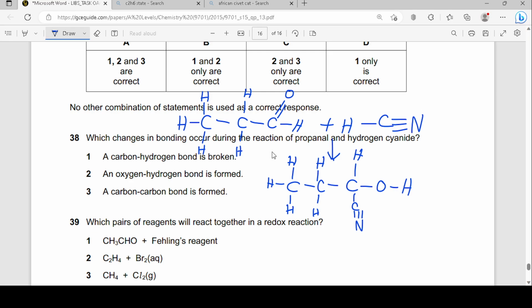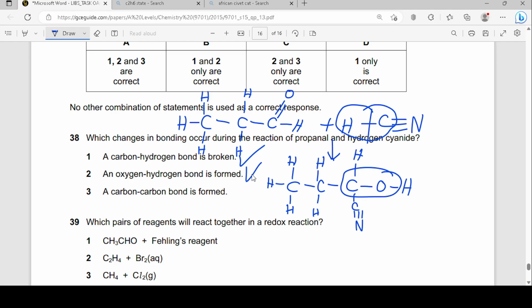Now, a carbon hydrogen bond is broken. Is it? This bond is broken, right? See that? So it's broken. So that's one carbon hydrogen bond. I can say that's broken. That's definitely right. An oxygen hydrogen bond is formed. This bond is formed, which was not there before. So I would say this is also right.